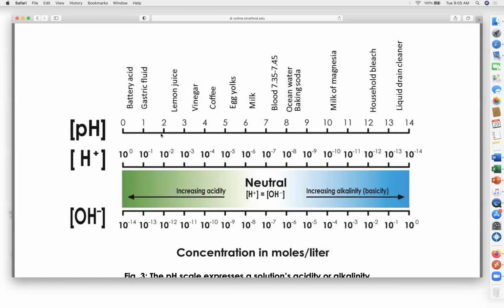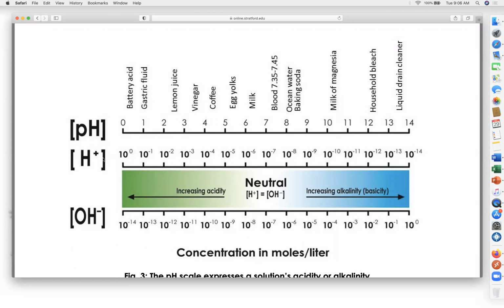Like I stated earlier, if you're to the left of this pH scale, that means you're acidic. The closer you are to 0 or 1, the more acidic you are. So milk and eggs are mildly acidic. Vinegar and lemon juice, if you've ever gotten it in your eye, are pretty decently acidic.